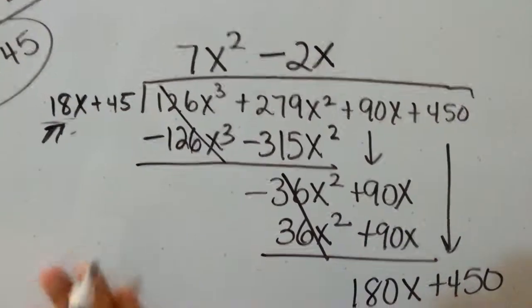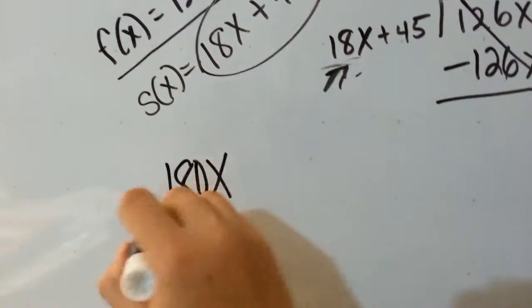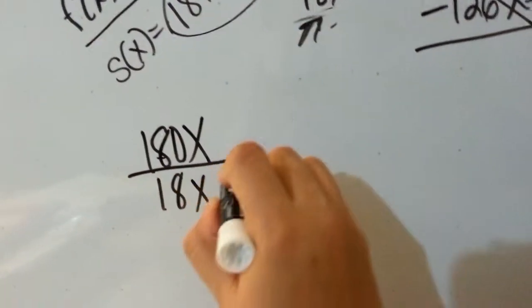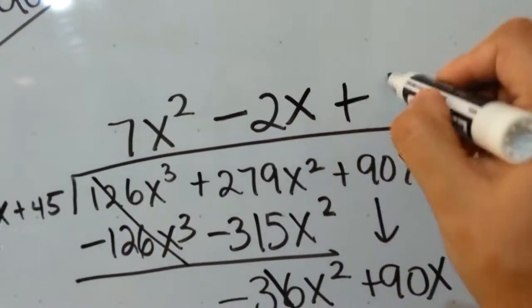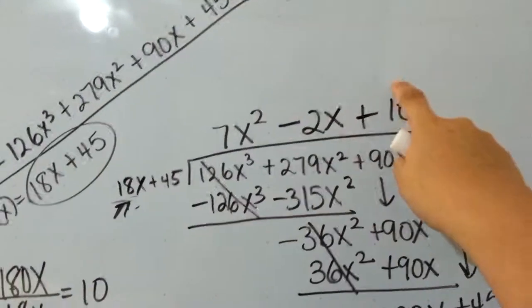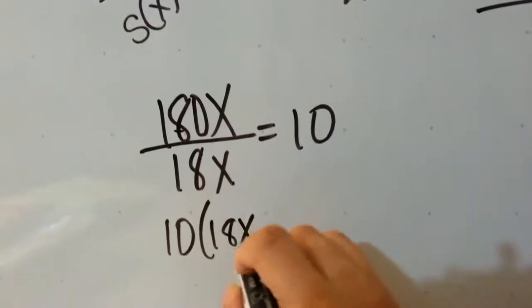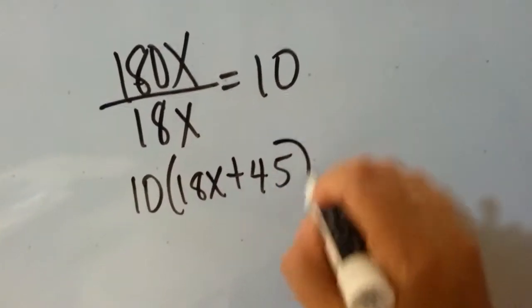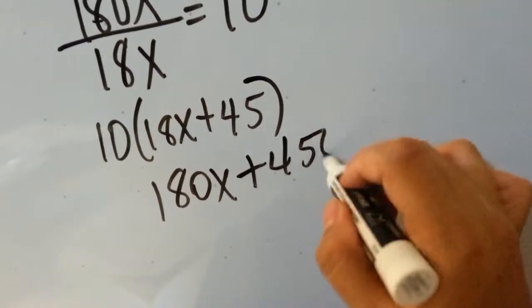So we still have one last part. We focus on the 18x and the 180x. And then if you can't see it, then you can always just divide. And you get 10. So we need a plus 10. So then you do 10 times this. So 10 times 18x plus 45. We get 180x plus 450.